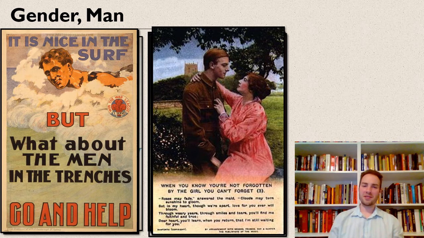This other one's a little tricky. When you know you're not forgotten by the girl, you can't forget, right? So what are men supposed to do? They're supposed to go and join the war and fight for their country. What are good women supposed to do? Well, we already saw they're supposed to grow gardens and sow seeds and stuff. But also, they're supposed to just sit around and wait for you for 4 years, right? They're supposed to stay home in their silky nightie and just wait for you to get back because they're so in love with you and all.